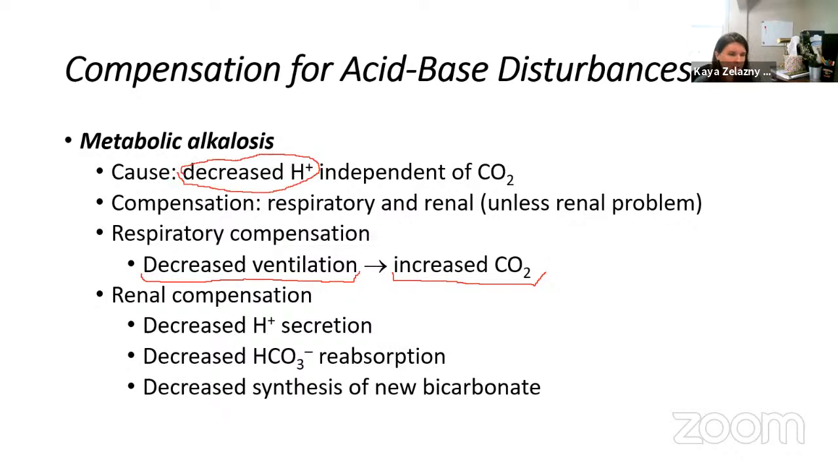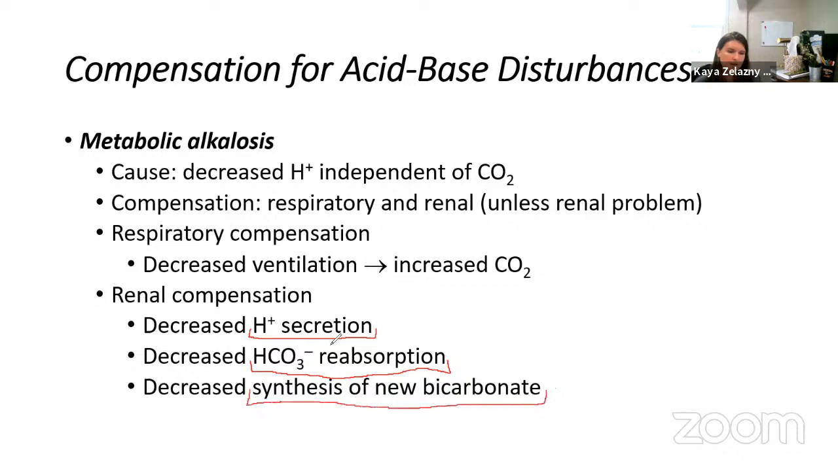For the renal compensation part, we're just going to flip what we've been doing to adjust for acidosis. So we are going to decrease the hydrogen ion secretion, meaning we're maintaining hydrogen ions in the plasma. We're going to decrease the bicarbonate reabsorption, meaning we are not going to have as much of that bicarbonate buffer in the plasma. Same deal, we are going to decrease the synthesis of new bicarbonate. We're not going to make new bicarbonate because we don't want as much bicarbonate in our blood anyway.